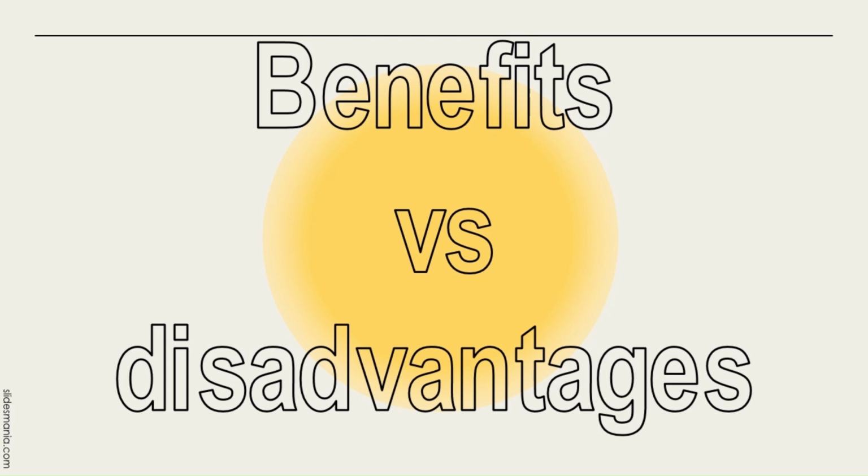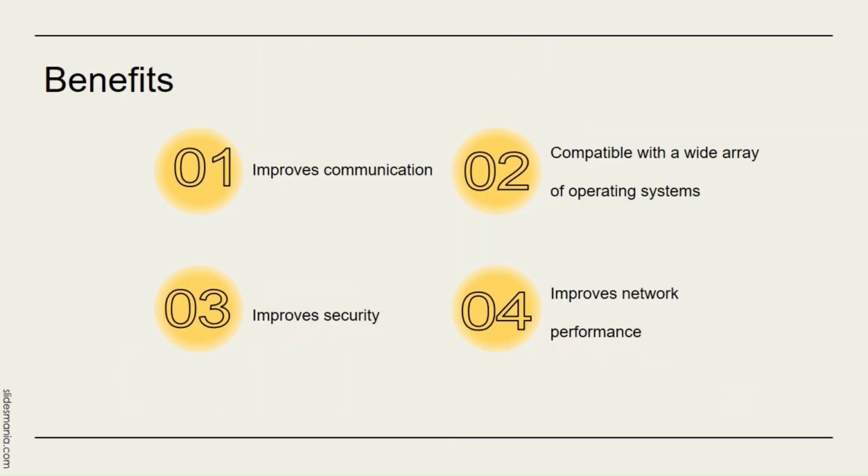Now let's head on to the benefits of ARP. The first benefit of ARP is that it improves communication. Now how does ARP improve communication? ARP links the IP address provided to a device with its MAC address, thus enabling the communication of the concerned device with the other devices in the network.